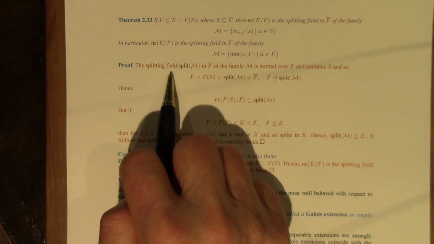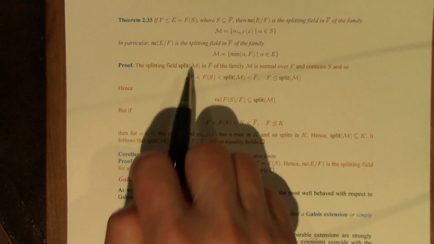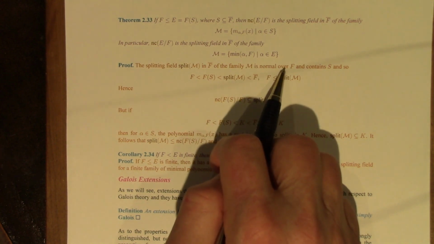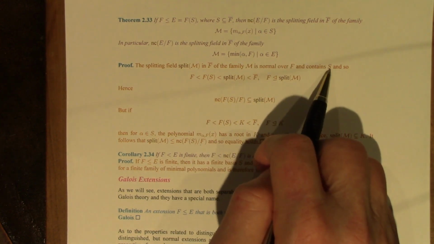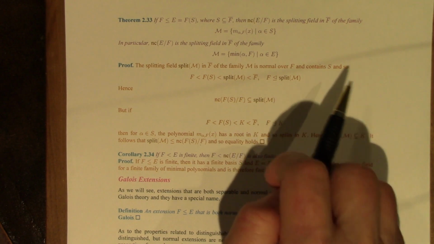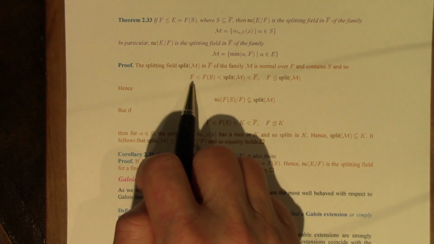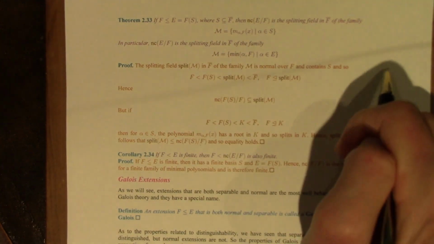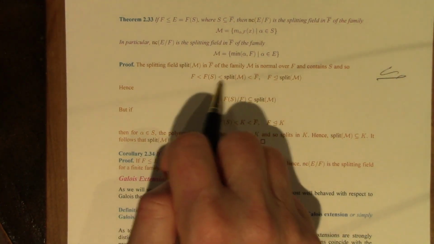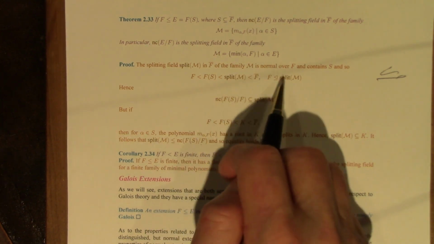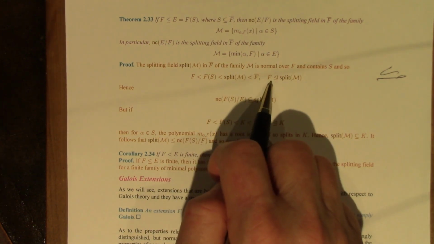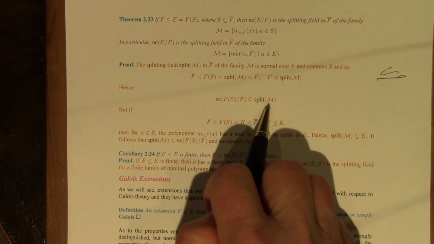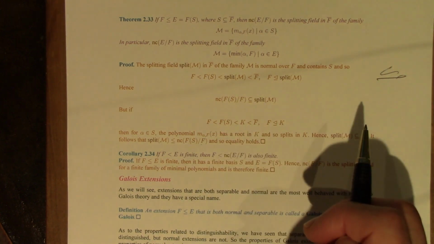So the splitting field, we'll call it M, in F bar of this family is of course normal over F. It contains S, and so F is contained in FS. These should be less than or equal to through here. And the splitting field of M is normal over F. So the normal closure of FS over F is contained in the splitting field of M.